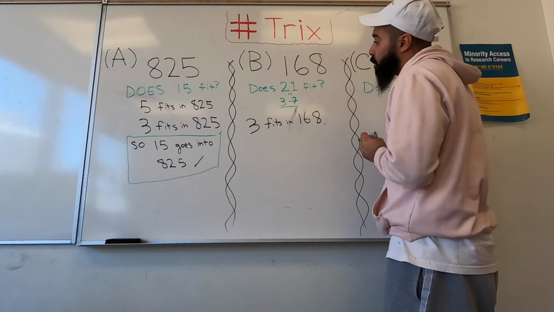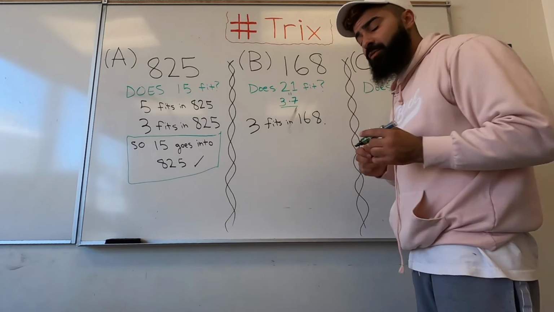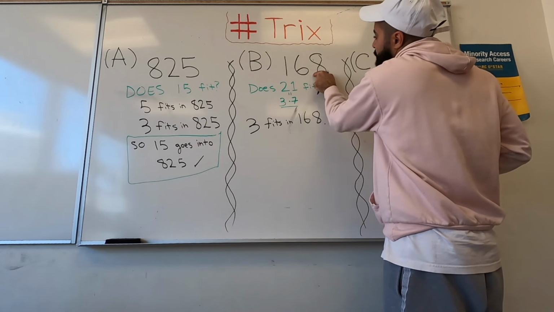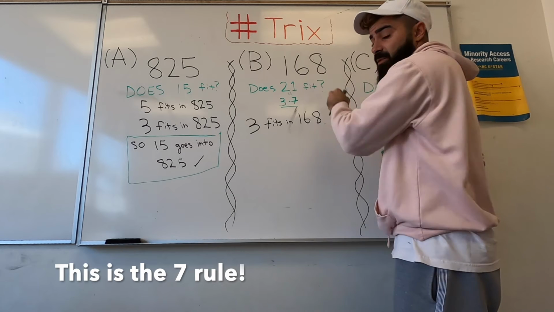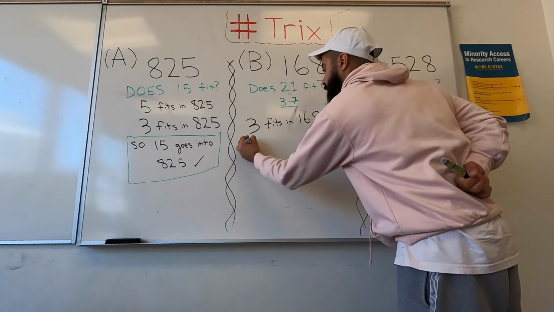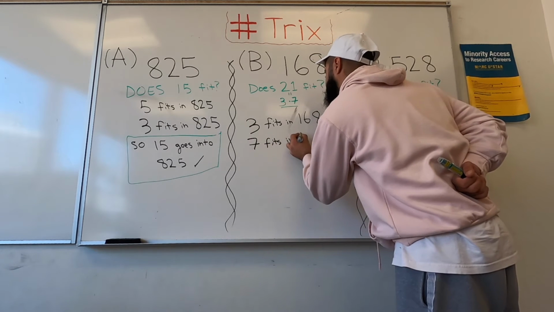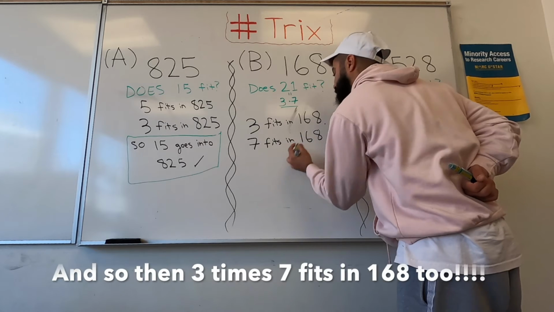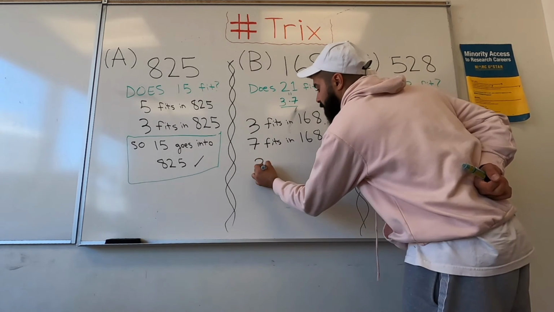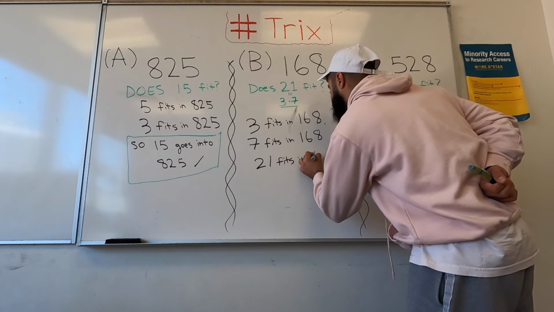And then also, we know the rule for 7. And in our video, divisibility rules for 7, all we do is take 16 minus 2 times 8, which is 16, which is 0. 7 fits into 0. So 7 fits in 168. And since 3 and 7 only share the number 1 in common, 21 fits in 168.